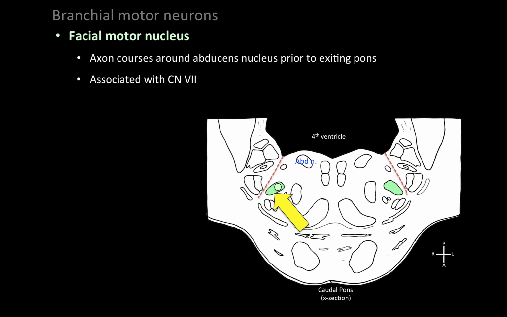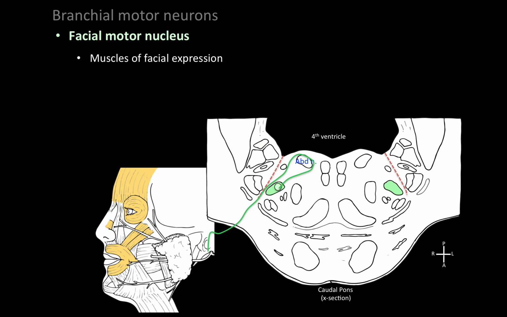And the axons from this course around the abducens nucleus prior to exiting the pons, like that. It's actually pretty cool how the axon goes around the abducens nucleus and then exits the lateral pons associated with cranial nerve 7, or facial nerve. This is noteworthy because if we have a lesion that disrupts the abducens nucleus, often we can knock out muscles of facial expression because of that, because the axon is wrapping around that nucleus.